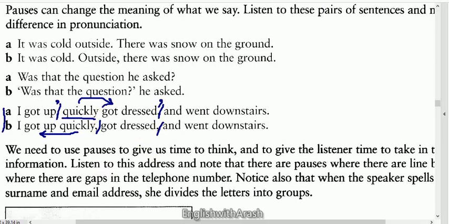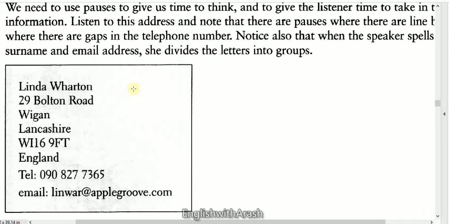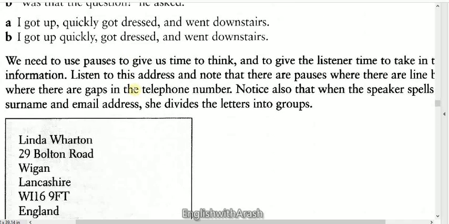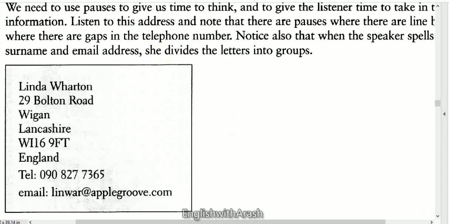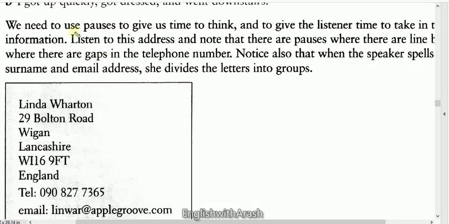With that said, I think we can move on to the next part. It says we need to use pauses to give us time. Let me read that for you. This is very important. I'll translate it for you. We need to use pauses to give us time to think and to give the listener time to take in the information.